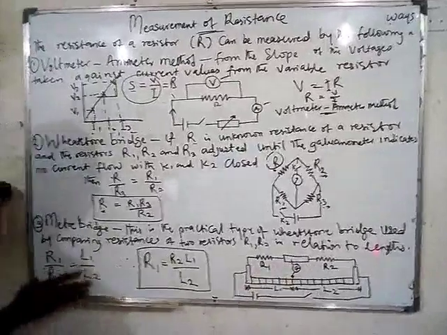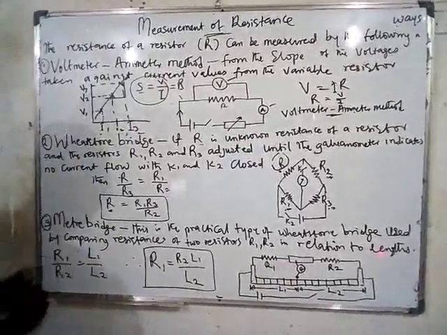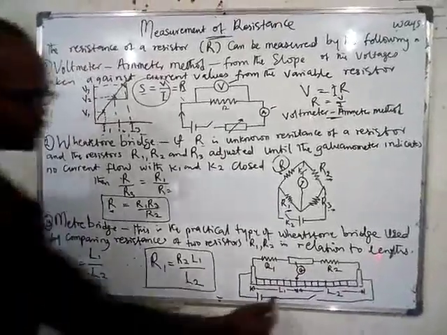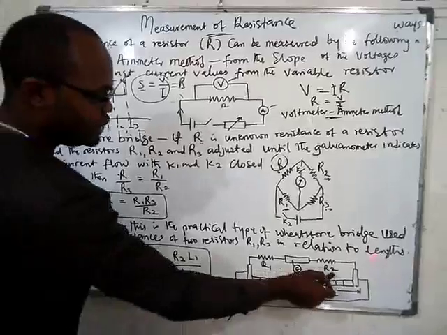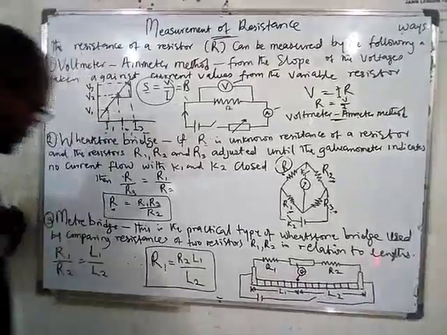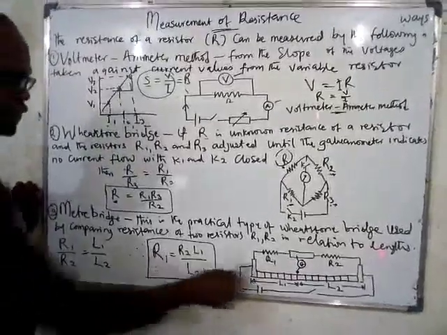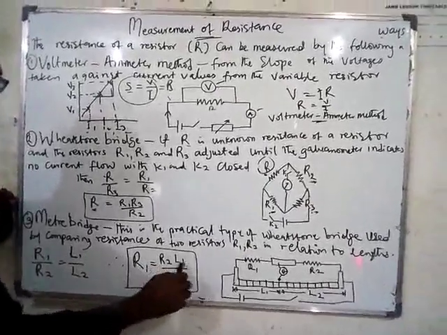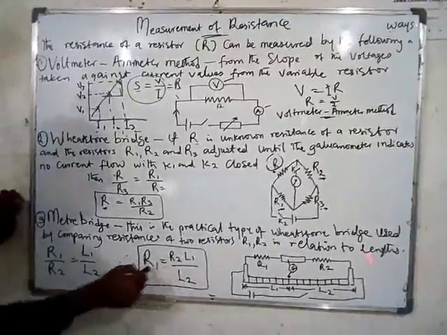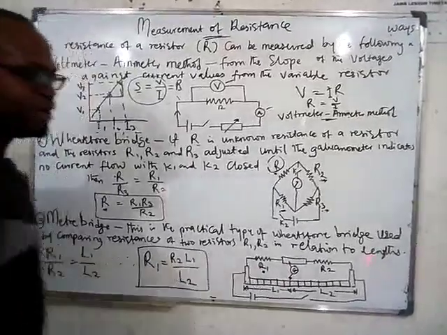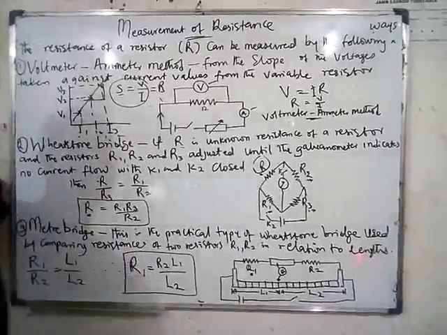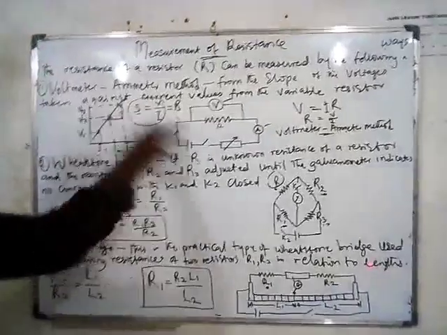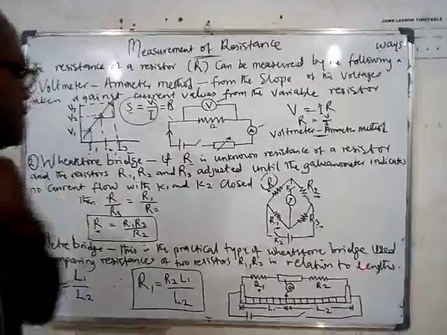Whenever you have a balance point, arrange this equation in this way: R1 over R2 equal to L1 over L2. Make R1, the one you're looking for, the subject of the formula. You will now have to solve the calculation of R2 L1 over L2. Once you find this, this is the one you're looking for. So you also use comparison to find this, just like the way you use here. Unlike using voltmeter ammeter method, where you use plotting of graph and picking readings of the voltmeter and the ammeter.